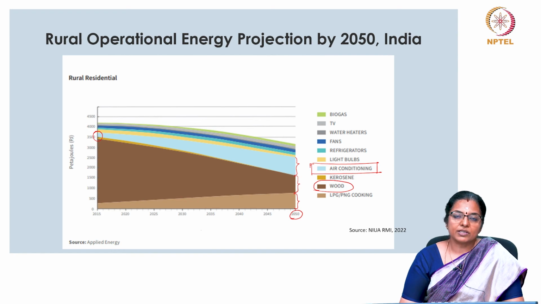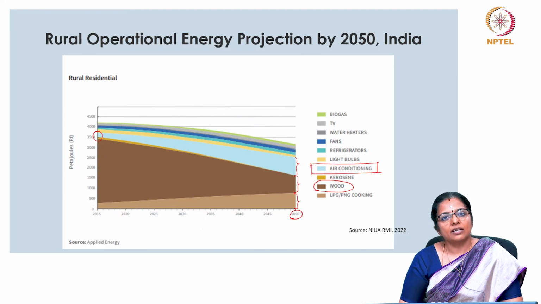So, today we have seen operational energy, operational carbon, what the global scenario is, what the Indian scenario is, and what projections say about operational energy consumption in urban as well as rural areas. We will come back with another interesting topic in the next class.